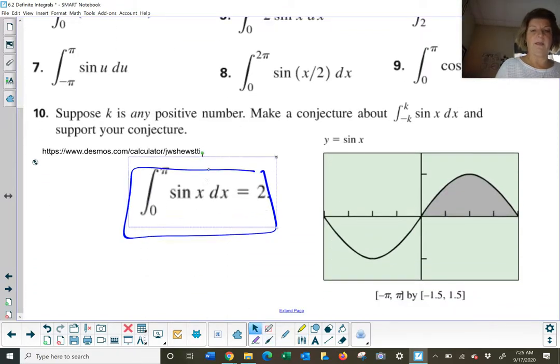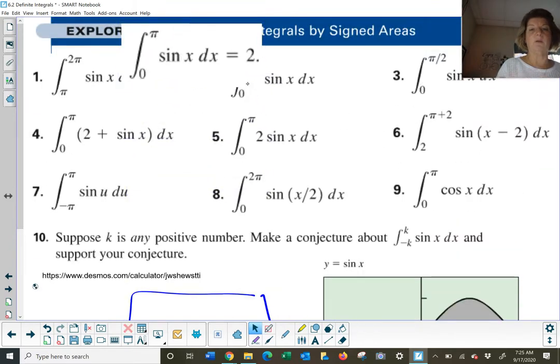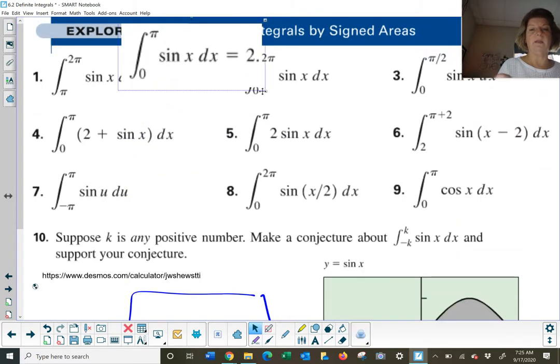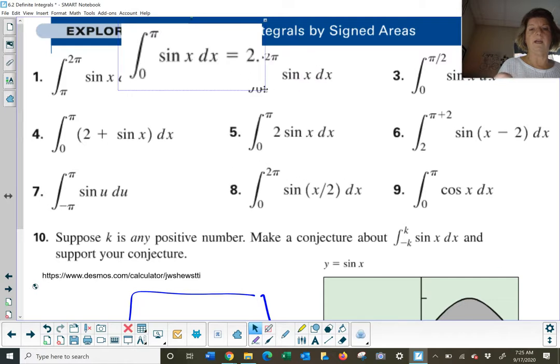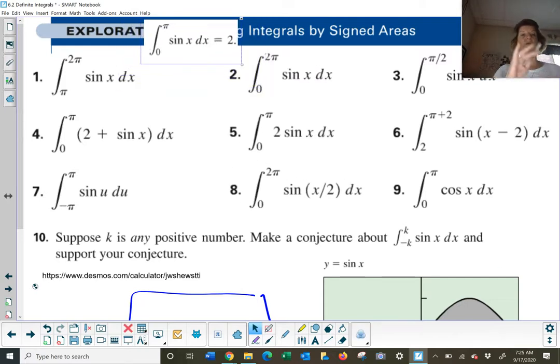That should be brought up, because we have to have a starting value or put it in the calculator to get what the area of something is for sine x. So this is telling us from 0 to pi, sine of x dx is 2. So what is the area pi to 2 pi?